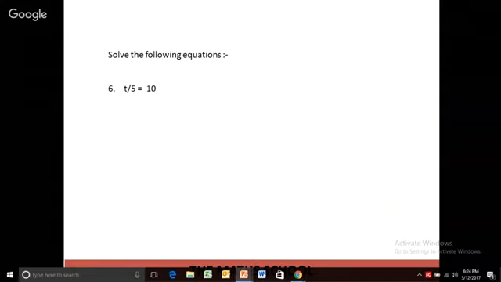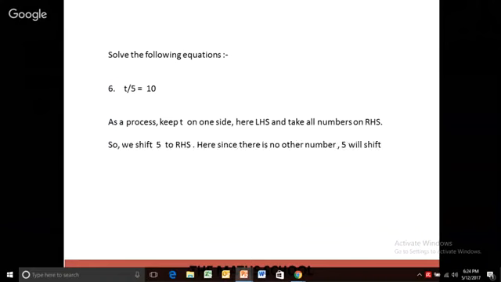T by 5 is equal to 10. So same way here we need to solve this question for t. Keep t on one side and take all the numbers on right hand side. We will shift 5 to right hand side, which is in the denominator on the left hand side, and it will move to numerator in the right hand side. So t by 5 is equal to 10. T is equal to 10 multiplied by 5, that is 50. T is equal to 50 is the answer.